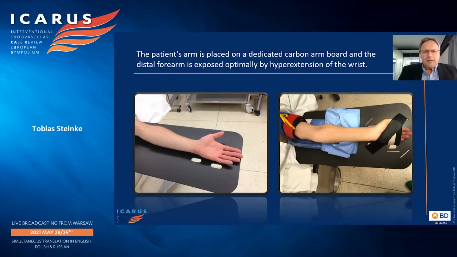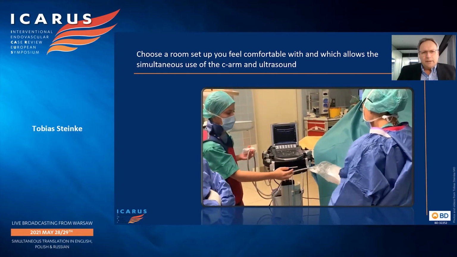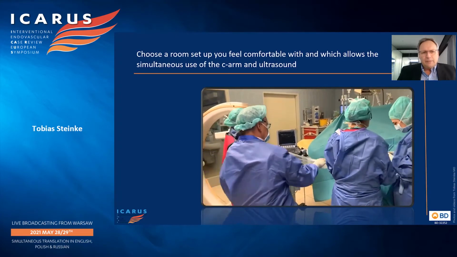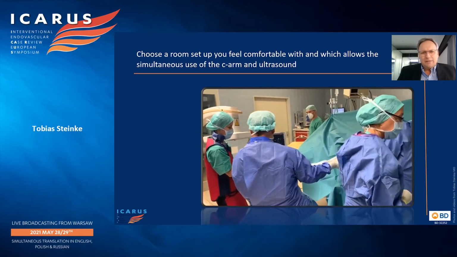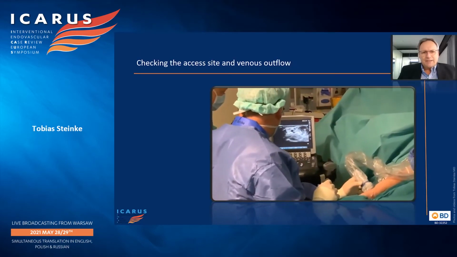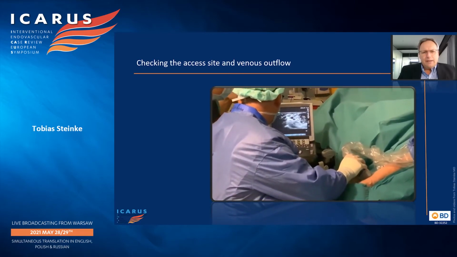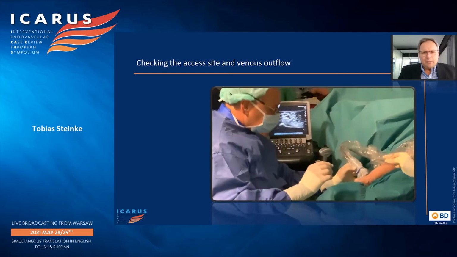The patient arm at the beginning is placed on a dedicated carbon arm board, and the distal forearm is exposed optimally by hyperextension of the wrist so that you can puncture the distal vessels easily. Choose a room setup you feel comfortable with and which allows you to use simultaneously the C-arm and the ultrasound system. Check the access site and the venous outflow, and compressing the vein helps to find the right place to puncture.